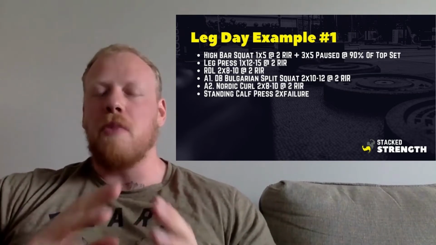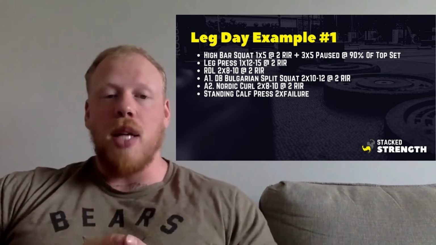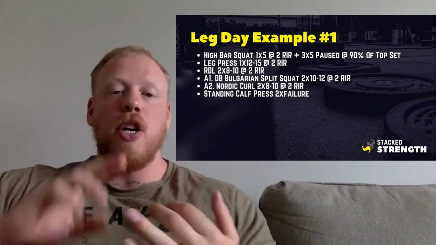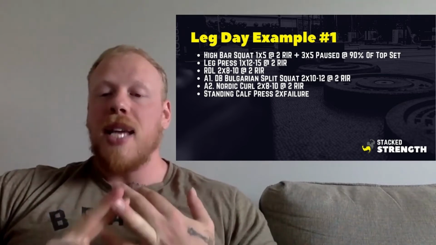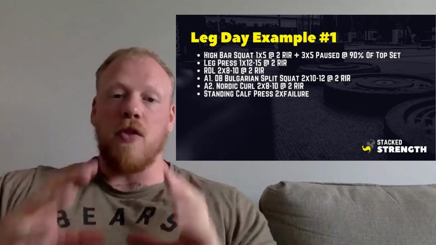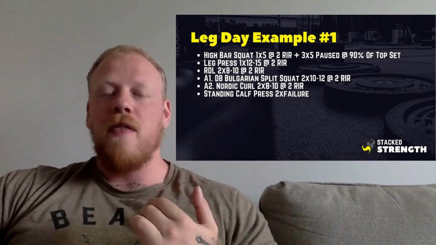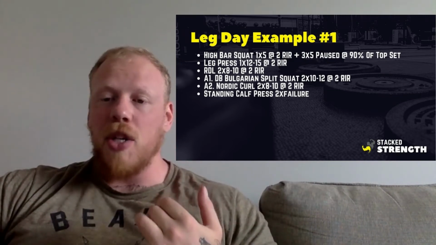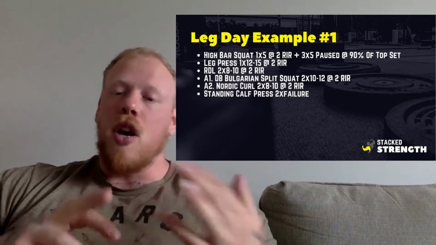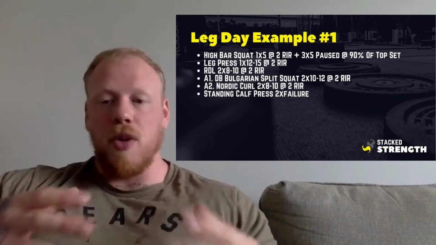We're going to start out with some high bar barbell squats. So we're going to do a set of 5 at 2 reps in reserve, and then we're going to do 3 sets of 5 pause at 90% of the top set. So we're still getting a pretty good stimulus for strength. We're hitting within that 1 to 5 rep range. We're hitting a reasonably high intensity, even though we're using RIR instead of percentages.